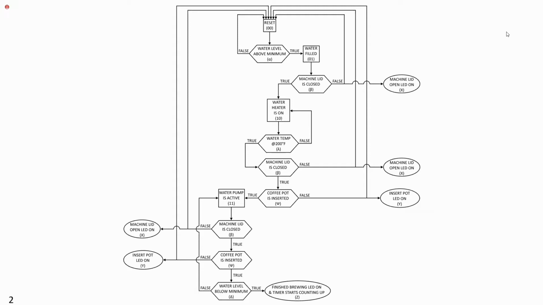If the water reaches a certain temperature, it fills into another chamber. If it's not hot enough, it goes back and keeps the water heater on. If the water is hot enough, it checks to see if the machine lid is closed again. If it's not, the LED comes on and goes back to reset. If it is closed, it checks to see if the coffee carafe is inside the machine. If it's not, another LED comes on that says to put the carafe in and goes back to reset.